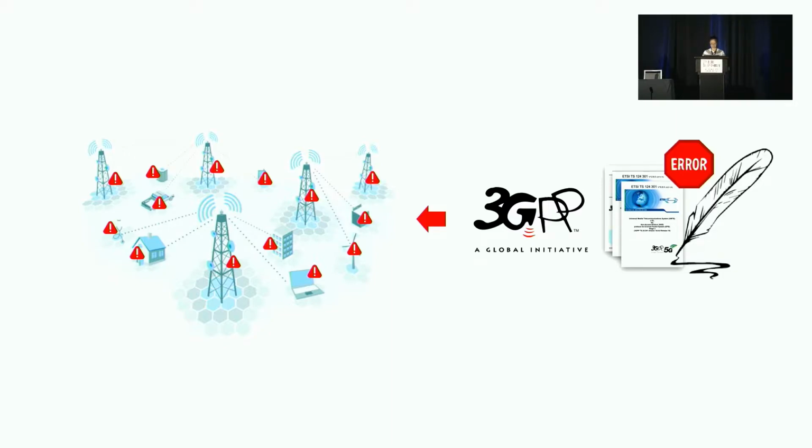To analyze the ecosystem, we study from two perspectives. First, we study the quality of the security-related specification content. I want to answer: does 3GPP have poor-quality security-related specifications? What do they look like? Will they lead to security risks in implementation?